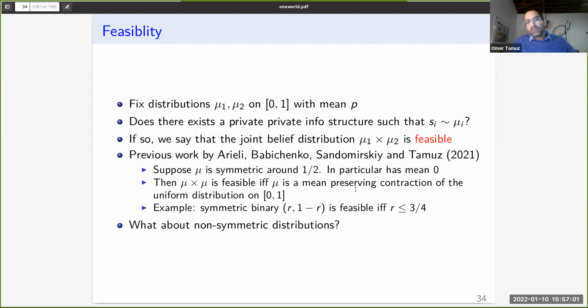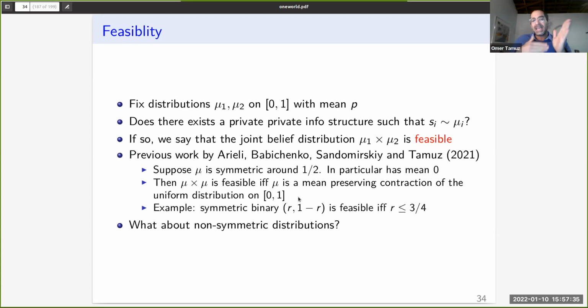And we have some previous work on this where we look at the case that mu 1 and mu 2 are the same. So we look at structures of the form mu times mu, where both agents get the same belief distributions. And there we say that mu times mu is feasible if and only if mu is a mean preserving contraction of the uniform distribution on [0, 1]. This is the same as saying that it's dominated by the example that I gave before of this structure that gives the uniform distribution on [0, 1].